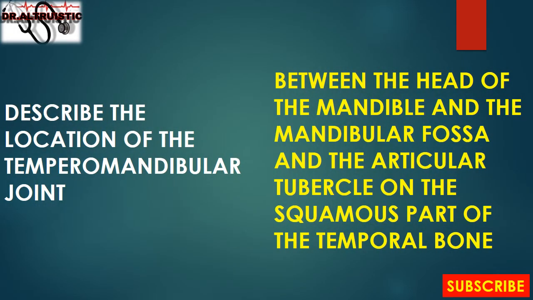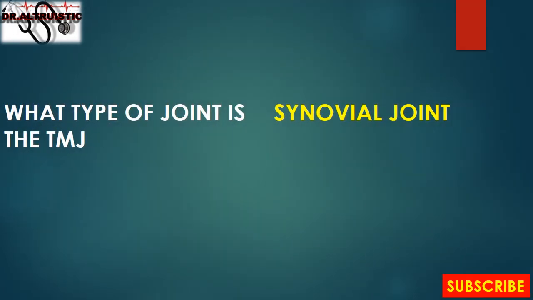Describe the location of the temporomandibular joint. Between the head of the mandible and the mandibular fossa and the articular tubercle on the squamous part of the temporal bone. What type of joint is the TMJ? Synovial joint.